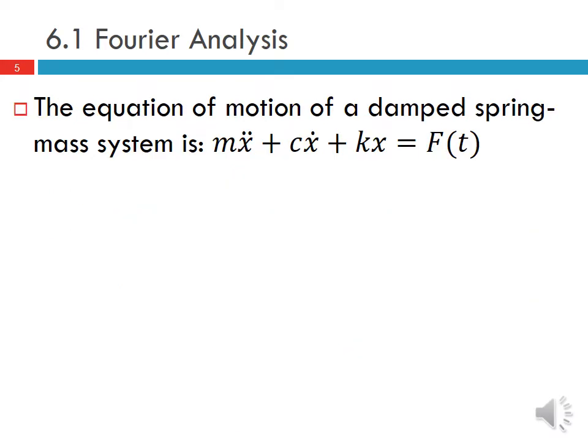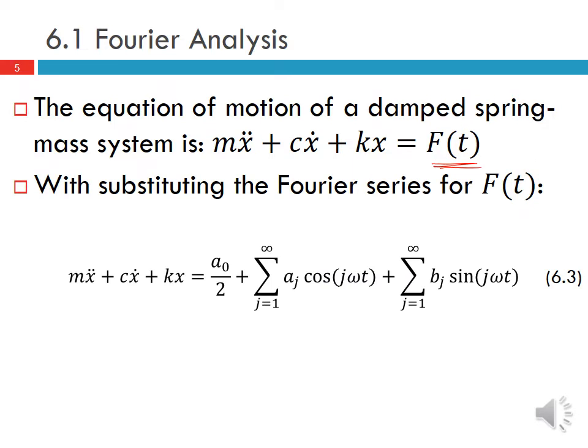So if we think back to the equation of motion for a damped spring mass system undergoing forced vibrations, we had this expression, m x double dot plus c x dot plus k x is equal to f of t, where f of t in the previous examples was this harmonic function, but now it can be really any periodic function that we're considering. Now when we substitute the Fourier series for f of t, we get this expression. Again, we're using this Fourier series to represent f of t.